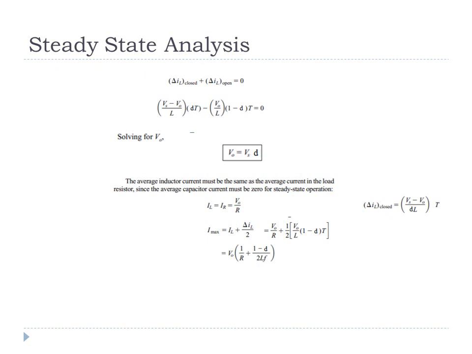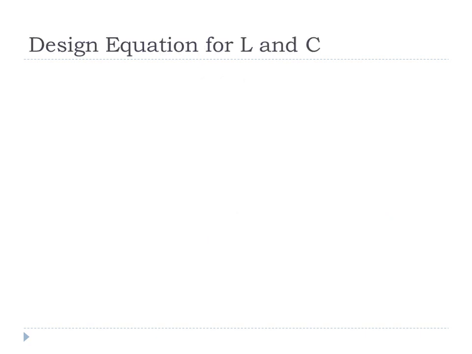Where further 1 upon T can be written as the switching frequency. So we rearrange the expression and Imax is calculated. Similarly, Imin can be calculated as IL minus delta IL upon 2. So again, substituting the values, I can determine the value of Imin. So further we find out the design equation of L and C.